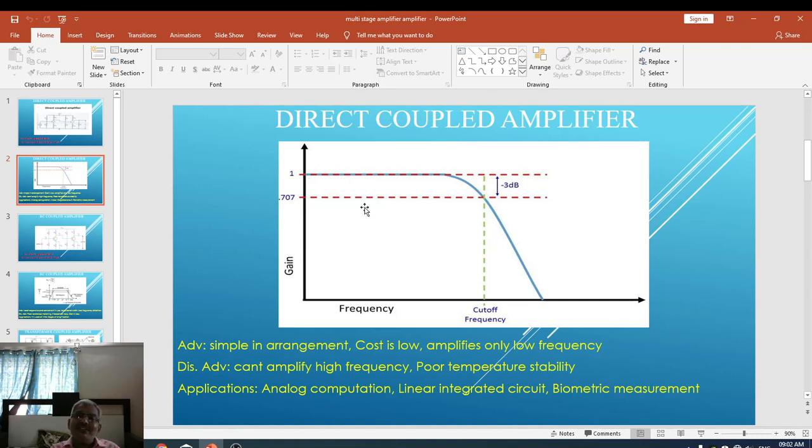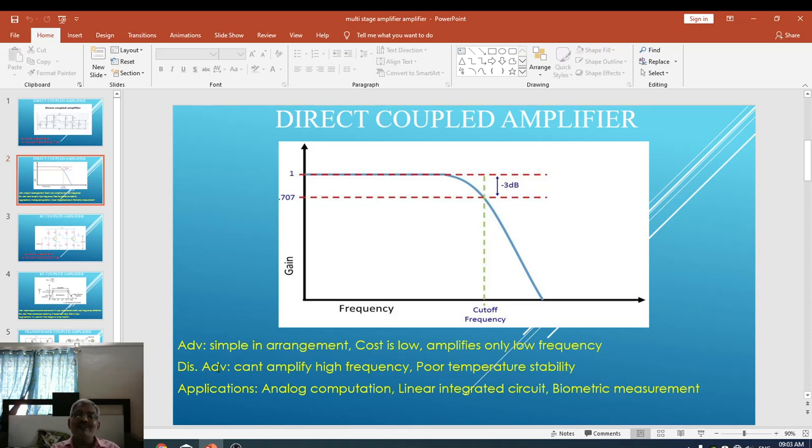Friends, this amplifier has some advantages. First advantage is it is simple in arrangement. As no coupling component is used, it is a simple circuit. Its cost is low. It amplifies only low frequencies. These are the three advantages of the DC coupled amplifier.